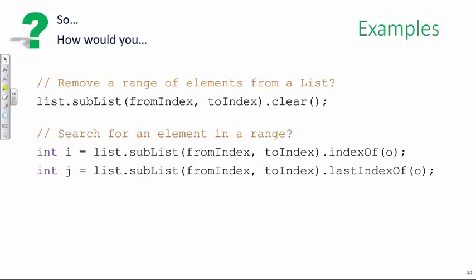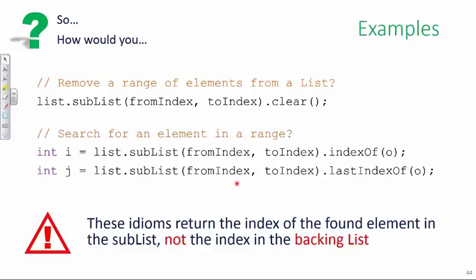Searching for an element in a range, same thing. This is the same idea here. You have your list, you sublist it, and then you call any of the methods of the list API, whether it's indexOf, lastIndexOf, or clear, it doesn't matter. They do what they are supposed to do, and it transfers to your original list. What is O? An object, not an index, an object. Yeah, that's what you want to look for.